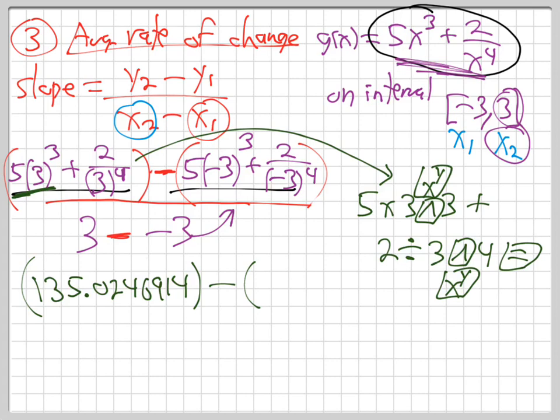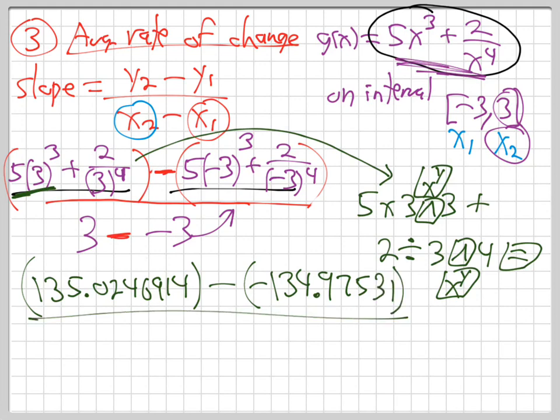something different. I'm getting minus 134.975 and so on, 331, all over 3 plus 3, which is 6. 45? Yeah, the answer should be exactly 45. The top comes out exactly 270. Exactly 270 on that.